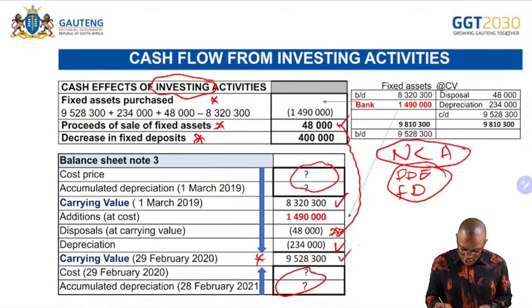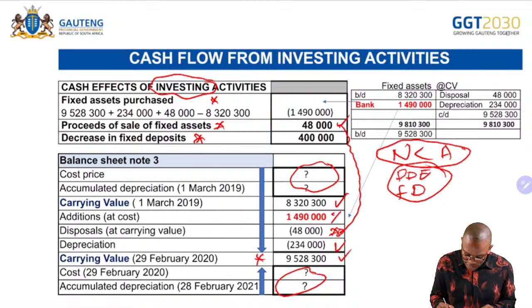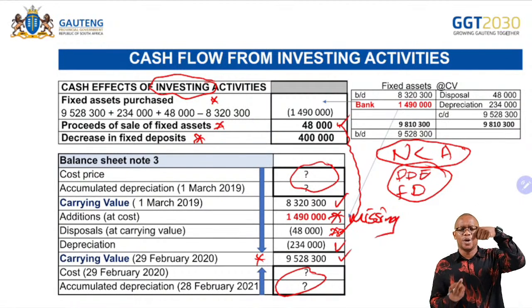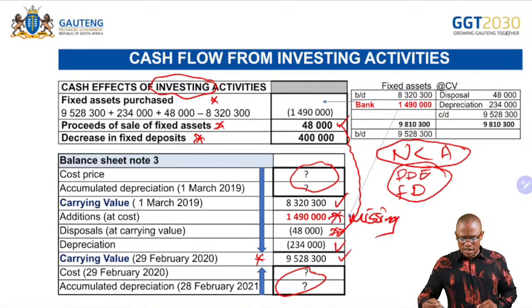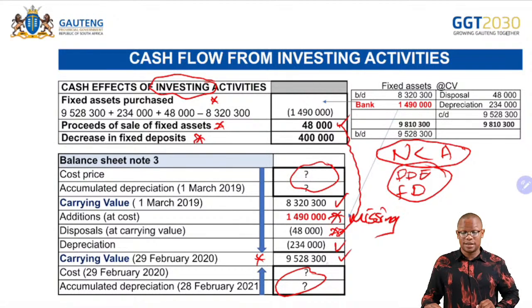Then the depreciation. Remember, the information will be given to you in the income statement. So you take the 234,000, you put it on the column for depreciation. It means now this will be the missing figure. Remember the arrows we said, when you go down and when you go up, the answer must be the same. It means when you take 8,320,300 minus 48,000 minus 234,000, it must give you 9,528,300. But when you do it, you see now, no, it doesn't give you that.